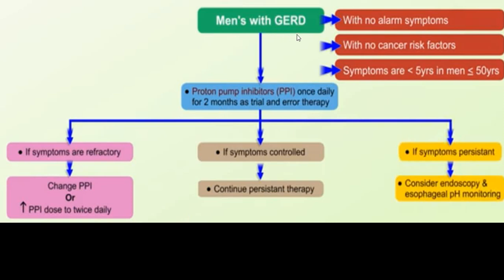And when the person already has GERD with no alarming symptoms, no cancerous signs, and symptoms are less than 5 years, in a person less than 50 years, first always give a proton pump inhibitor for a minimum of 2 months. A full trial should be given. Now there will be a few possibilities. If symptoms persist, then go for endoscopy, pH monitoring, manometry, etc. If the symptoms are controlled, with a good response, continue the therapy. If symptoms are refractory, change the proton pump inhibitor, increase the dose of the proton pump inhibitor and look for the response.